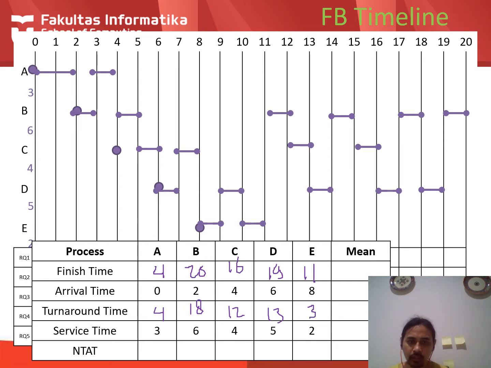So here the normalized turnaround time of A is 1 and 1/3, B is 3, C is also 3, D is 2.6, and E is 1.5. Just by a glance, we can see that this will have a better performance than round robin. Let's calculate the NTT. And our guess is right, the result is 2.28.